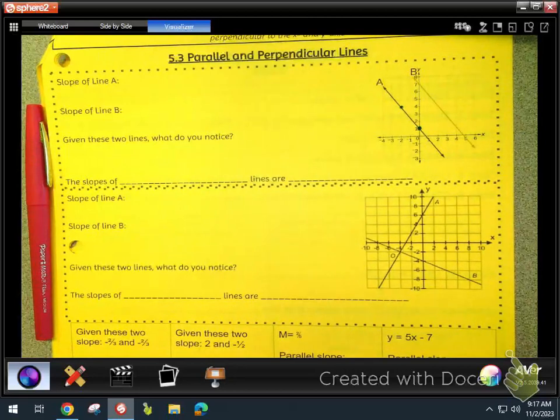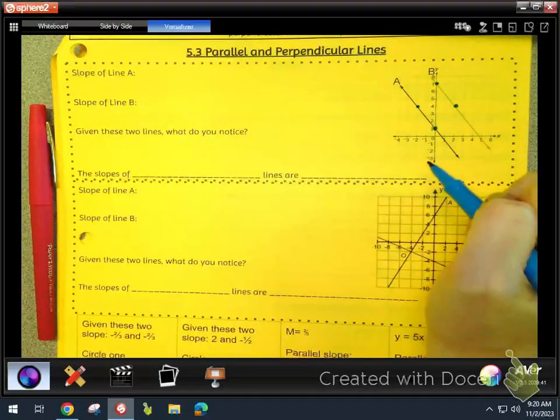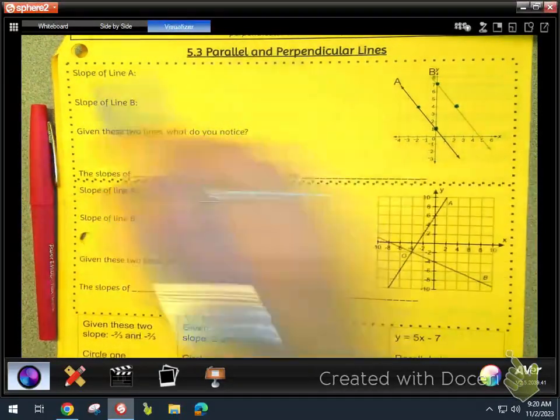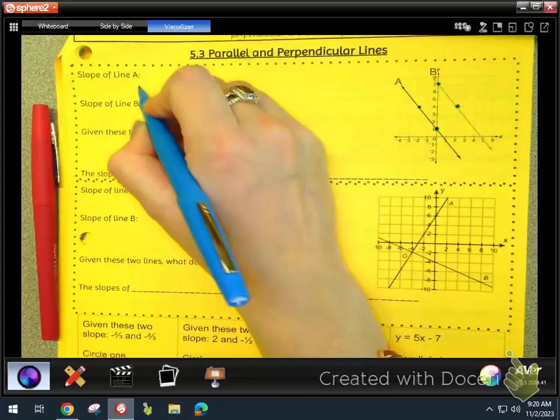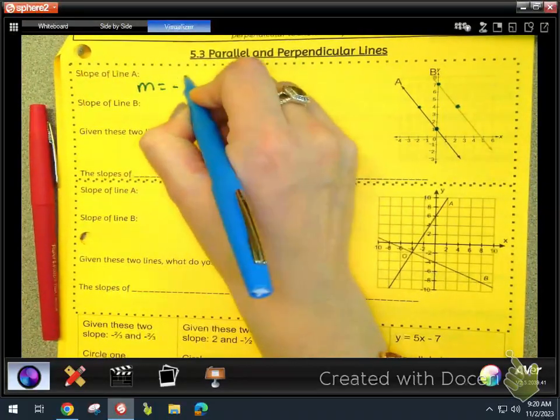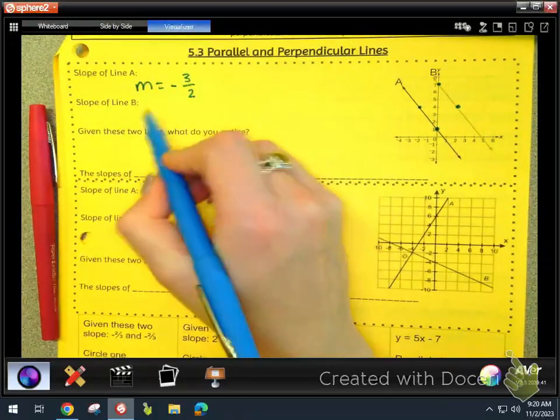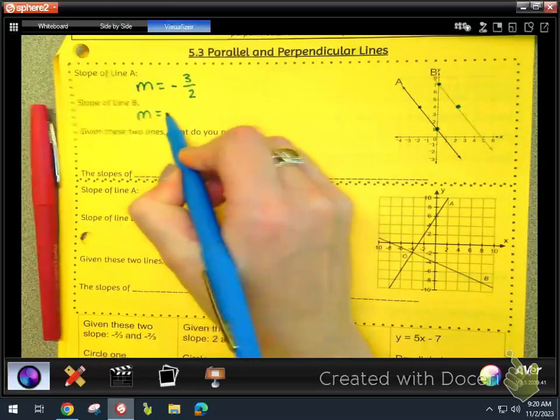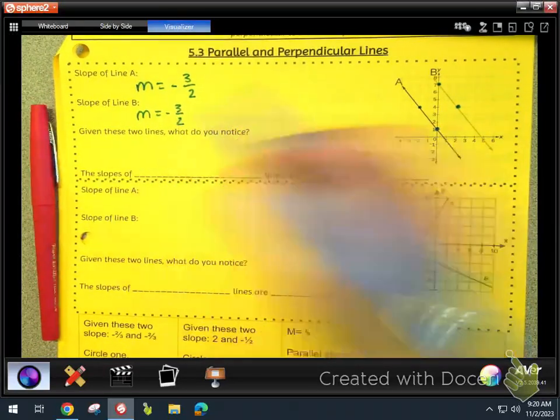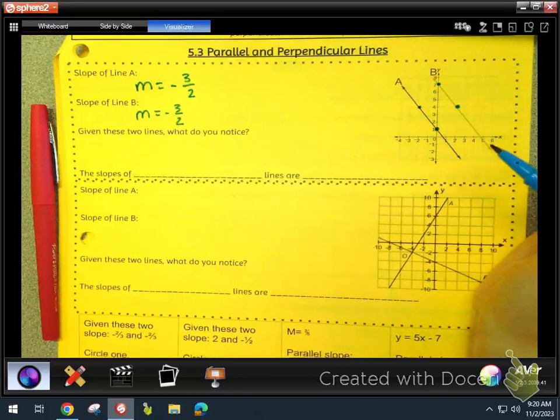How'd you get that? All right, what about slope A? What did y'all get for the slope of line A on the first one? Negative 3 over 2. What about line B? Same thing. It is the same thing. Okay?